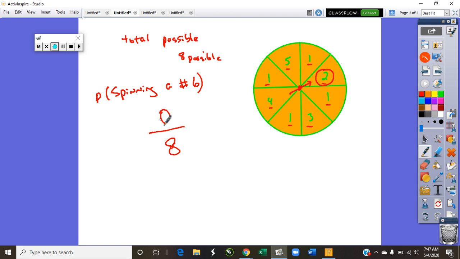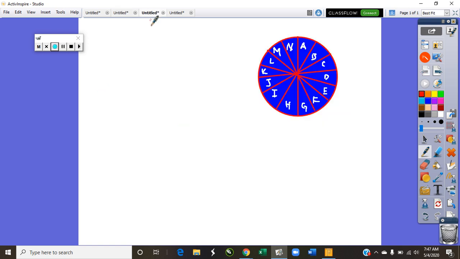So this would be a 0 out of 8 chance. I still have 8 possibilities, but none of those are a 6. So this would remain a 0, which could also be expressed as 0 or 0%. Does that make sense? Okay, let's take a look at another one.